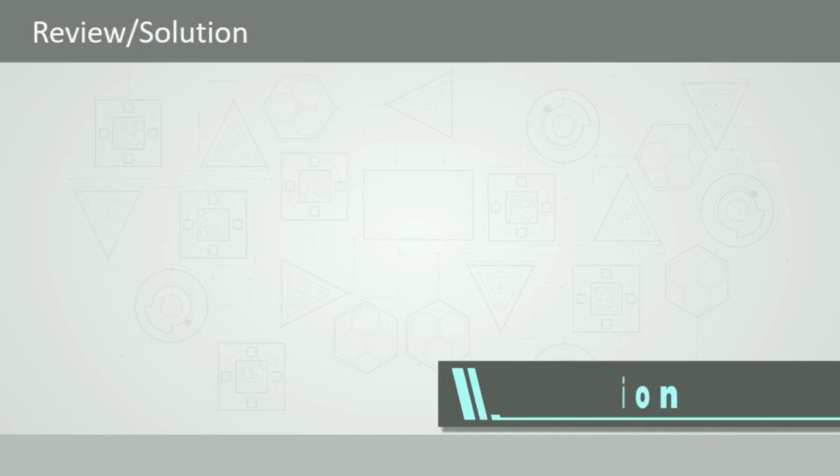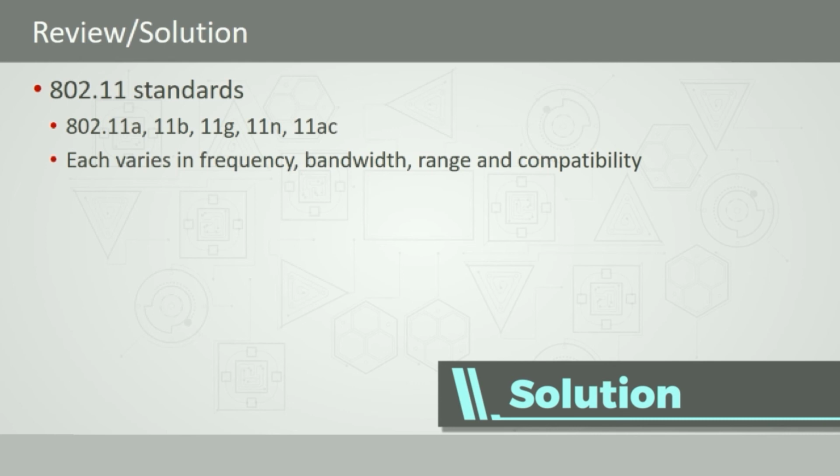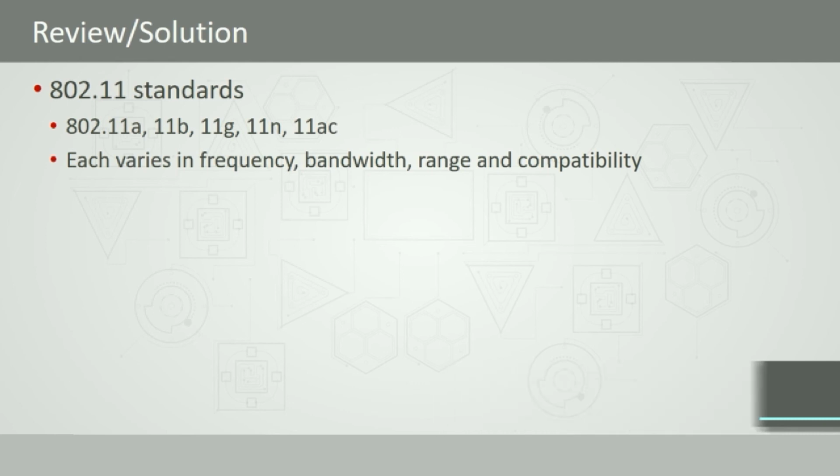All right, so for our review, we first asked about the 802.11 standards, and there are several as defined by 802.11a, b, g, n, and ac, and each one varies in frequency, bandwidth, range, and compatibility. Now, g, n, and ac are the newer ones for sure, and do accommodate the fastest speeds and the more stable frequencies, but there are always compromises.